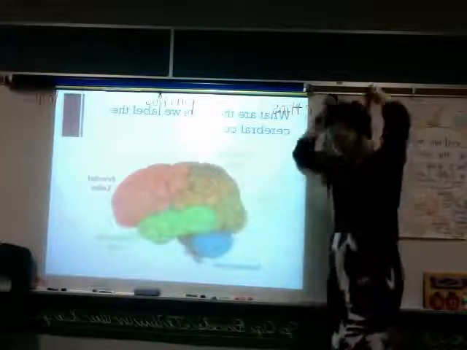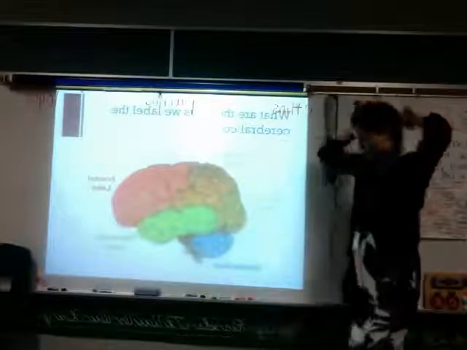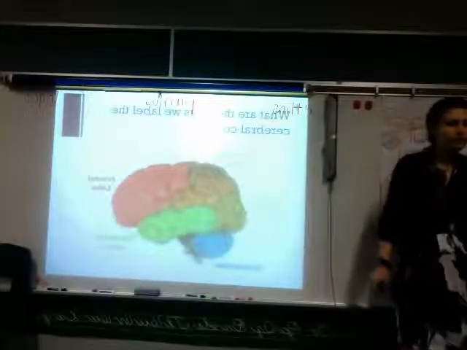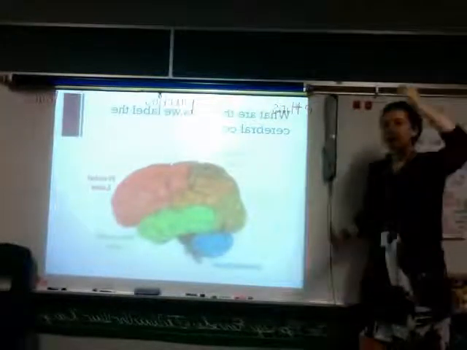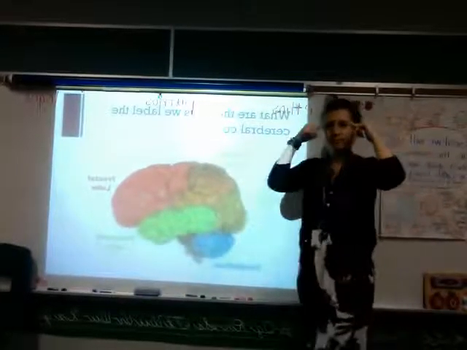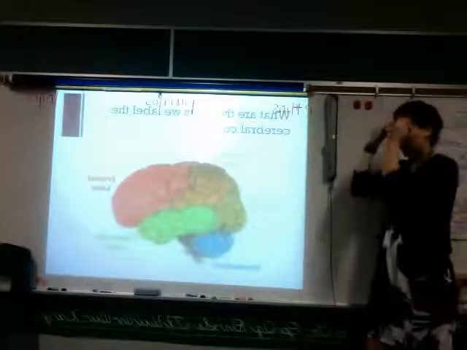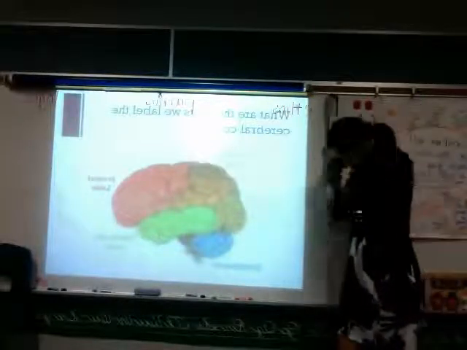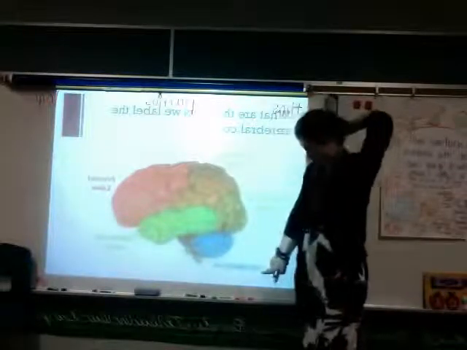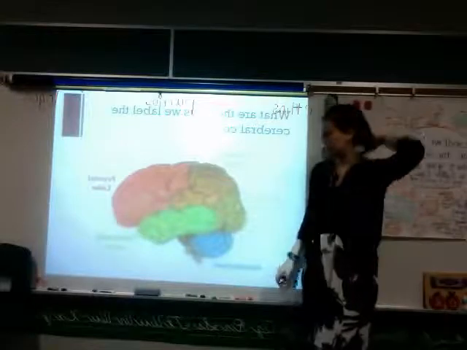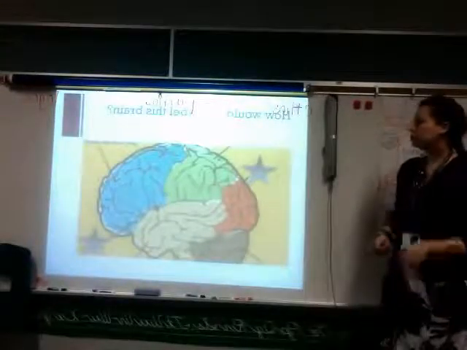Cerebellum, well done. Right here. Occipital lobe. The occipital lobe is here. Temporal lobe. Temporal lobe, well done. One more time right here. Frontal lobe. Frontal lobe, by your brainstem, that is a cerebellum. Okay, so how would you label this brain?